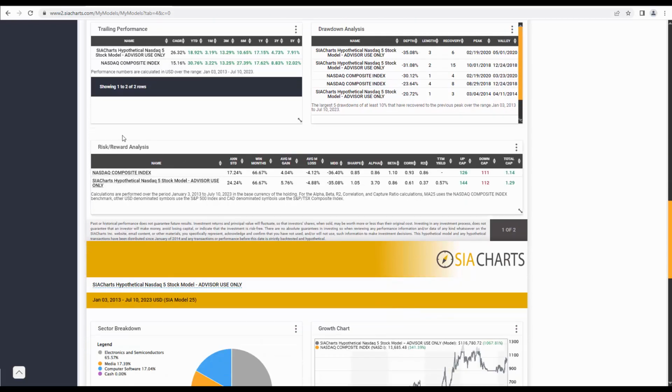Furthermore, in looking at the risk metrics for this strategy, you can see that we have achieved an alpha of 3.7, as well as a beta of only 0.86, implying less market volatility. Our total capture is also a very favorable 1.29.